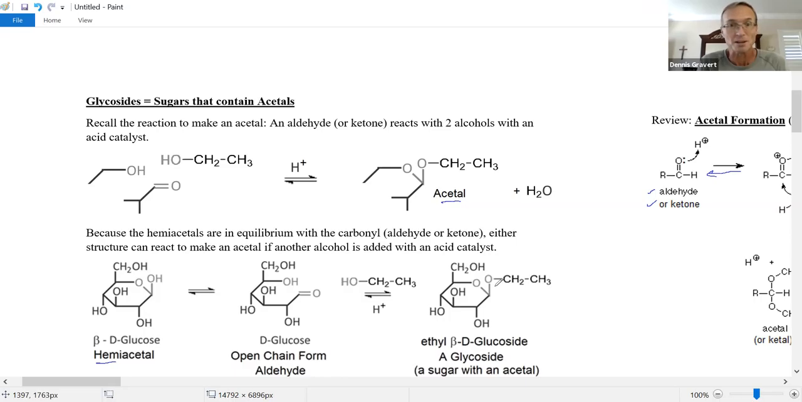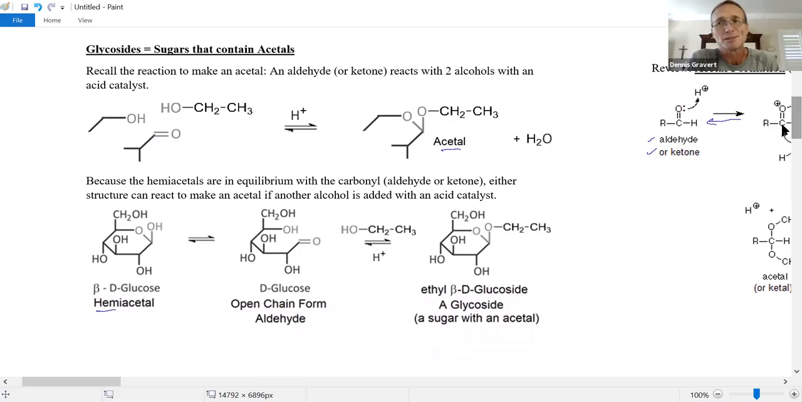Okay, and some terms come along with this, right? New idea. Sugars can make acetals. Boom. All right, so what are you going to call them? Well, how about sugars with acetals? Nah, that doesn't sound sciencey enough. Give it some pizzazz. They're called glycosides. Yeah, live with it. Darn it. Simply a sugar with an acetal.